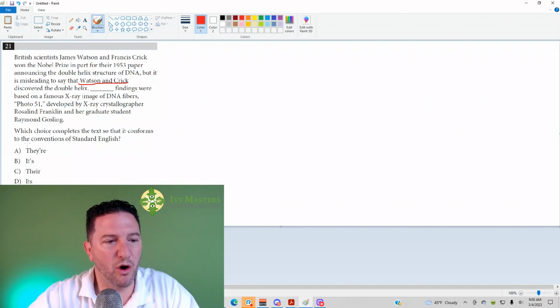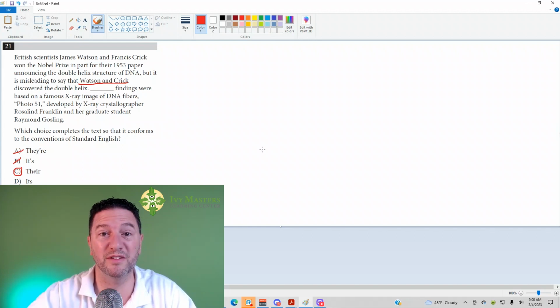Well, it's not "they are findings," so A is gone. It's not "it is findings," so B is gone. Apostrophes with pronouns always read as two words. Watson and Crick are two people, so it's going to be C, "their findings," not "its findings." You wouldn't call a person an "it." It's insulting, plus it's singular, so it's wrong.